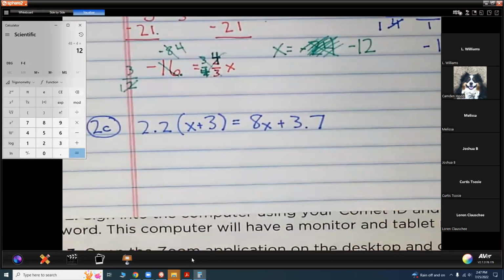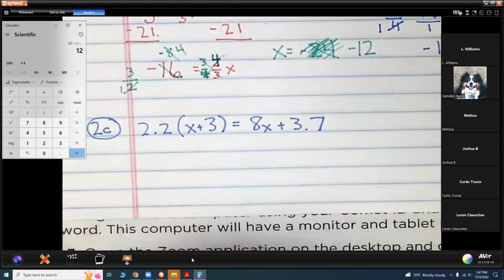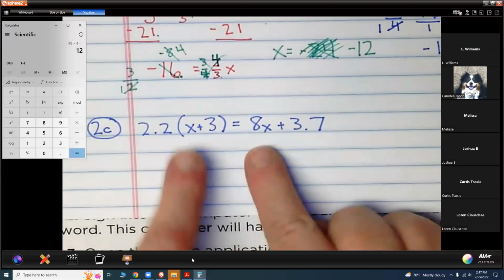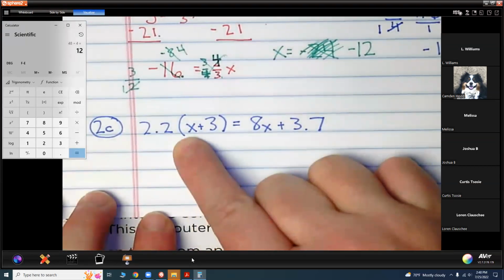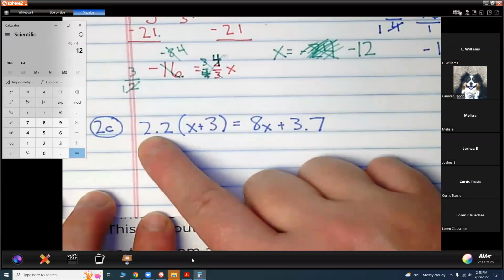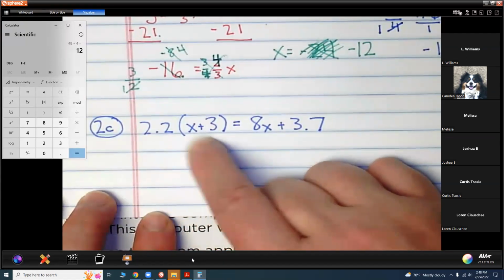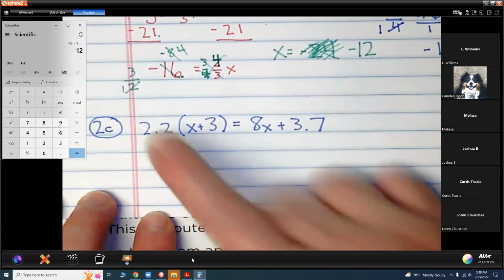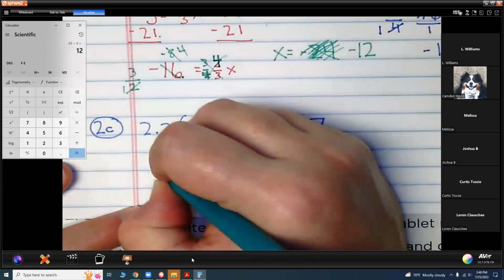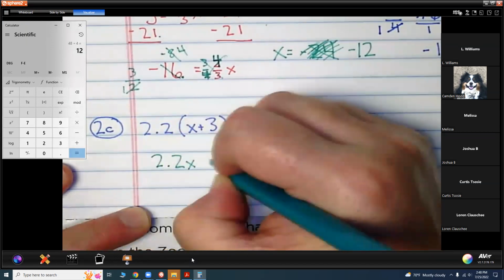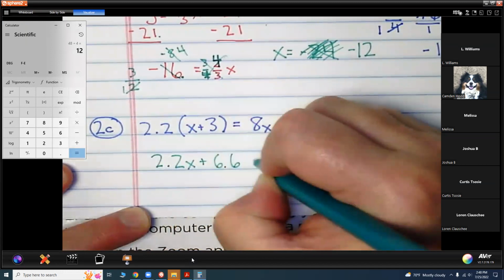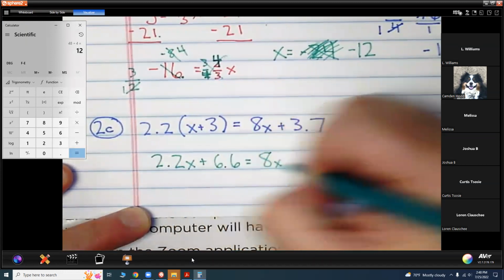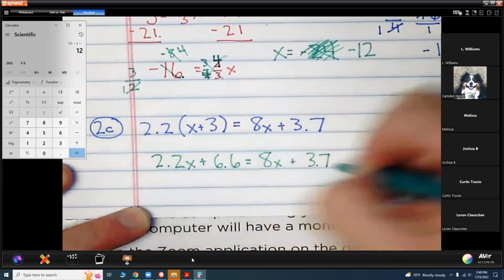All right, good. So finally, we've got this one. 2.2 times 3 is 6.6. Once again, before I can combine my like terms, I have to get rid of these parentheses by using the distributive property. I'm going to multiply each of the terms inside by my term outside. So I've got 2.2x plus 6.6 equals 8x plus 3.7.